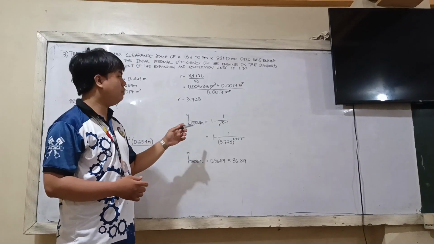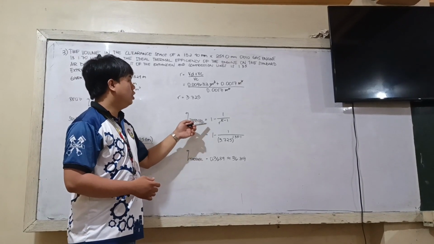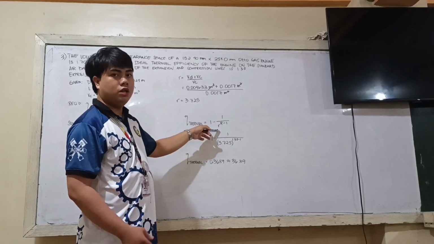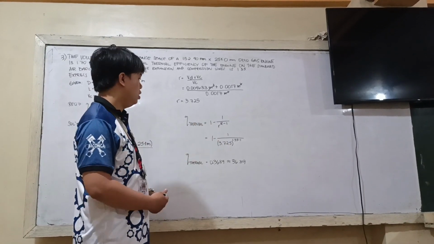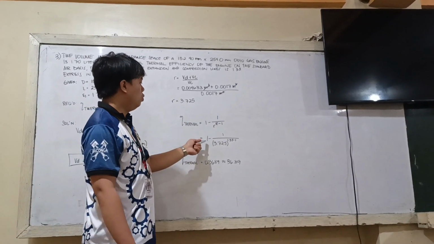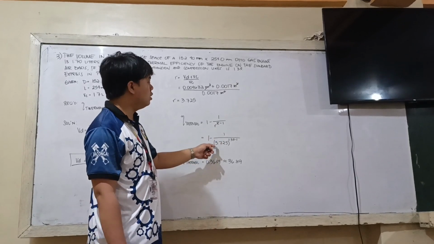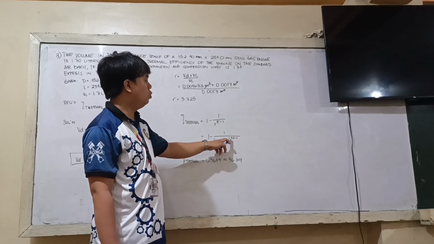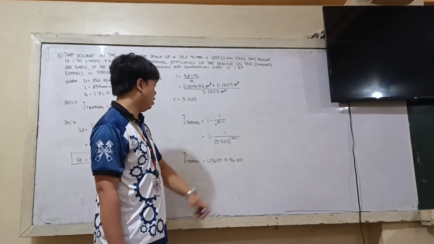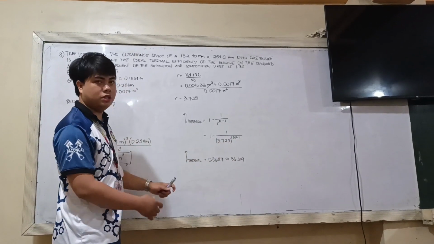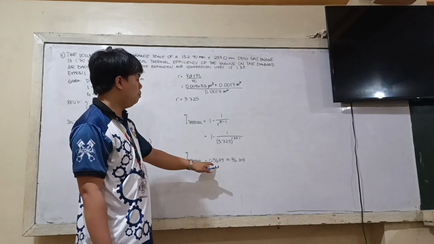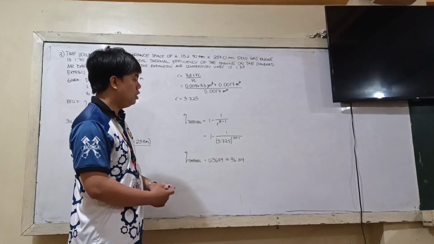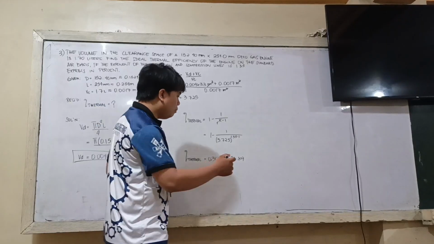Next is the thermal efficiency. The formula for thermal efficiency is 1 minus 1 over r raised to k minus 1. So 1 minus 1 over 3.725 raised to 1.35 minus 1. So our thermal efficiency is 0.3689, or simply 36.89%.